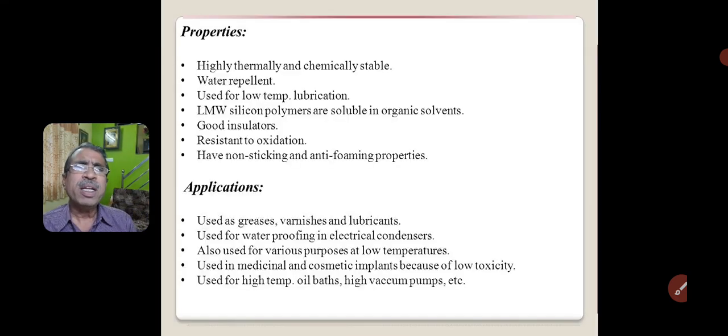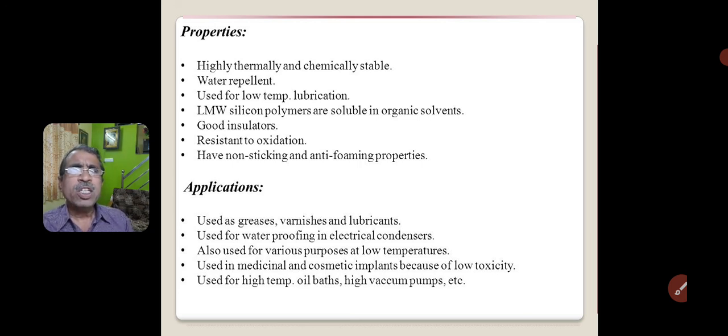Coming to the properties of these phosphazenes or phosphonitrile chlorides. The phosphazenes are highly thermally and chemically stable. They are all water repellent. They are used for low temperature lubrication. LMW silicone polymers are soluble in organic solvents. These are good insulators. Phosphazenes are resistant to oxidation. They have non-sticking and anti-foaming properties.